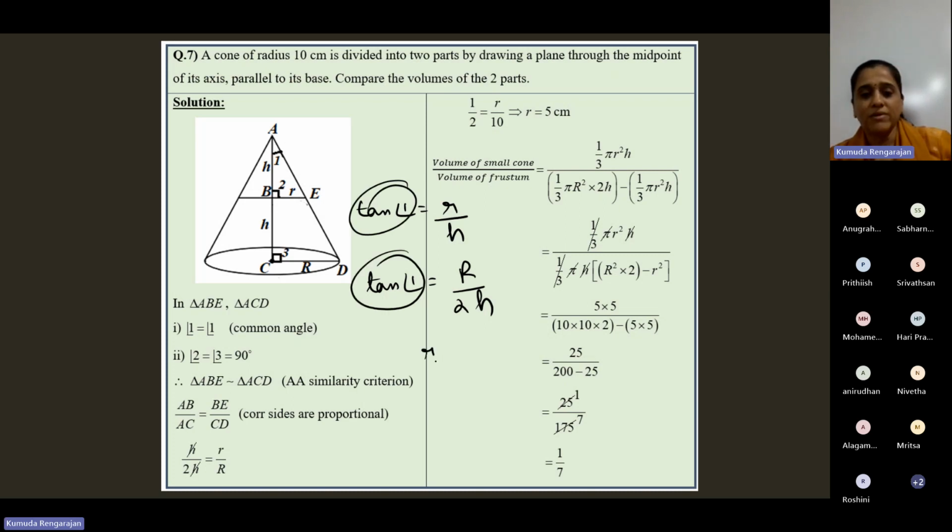So that means r by h is equal to r by 2h. So h and h will get cancelled. We know that the value of capital R is 10. So r is equal to 10 by 2. r is equal to 5. So you can also work like that.